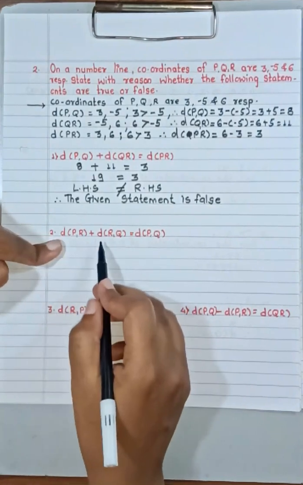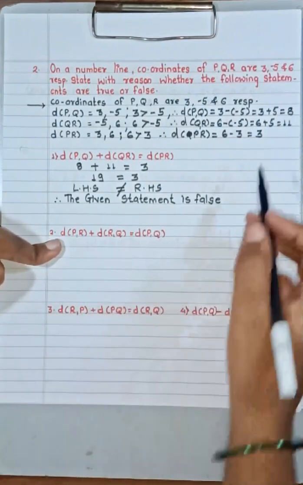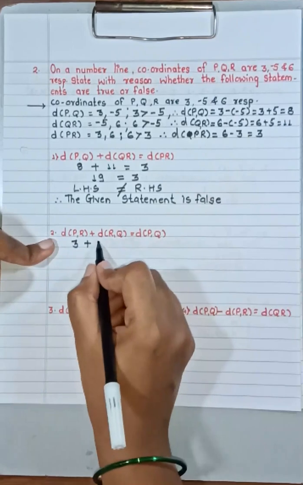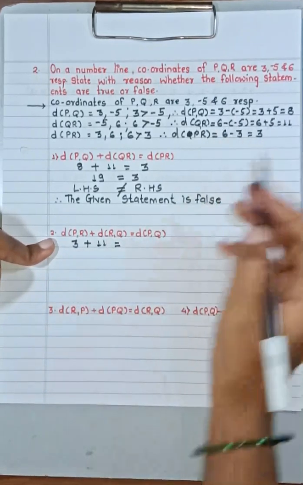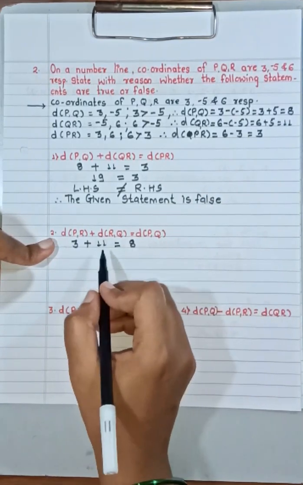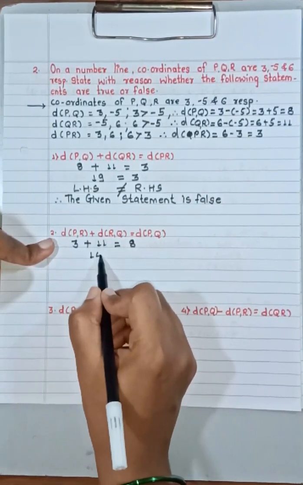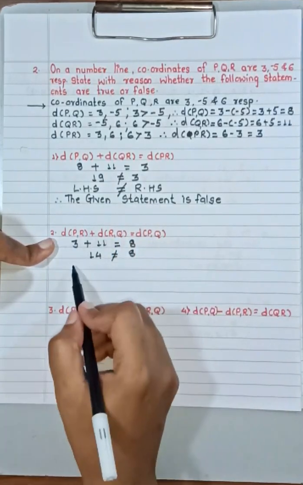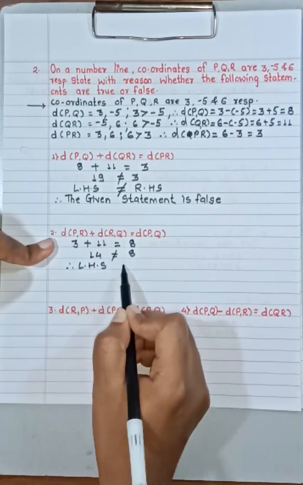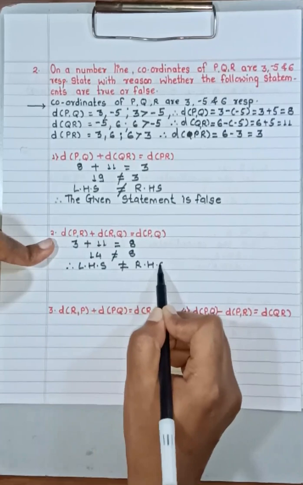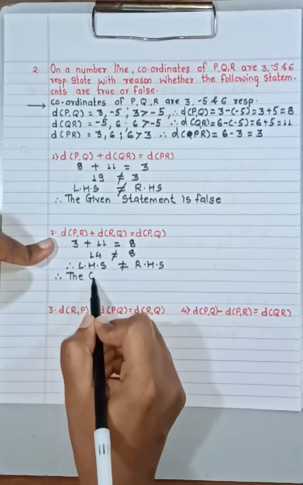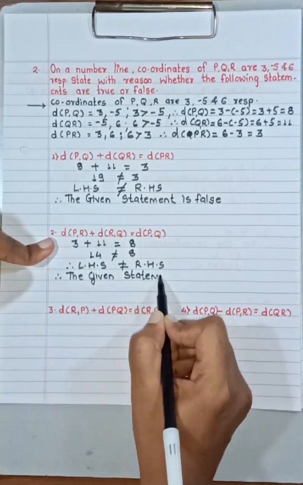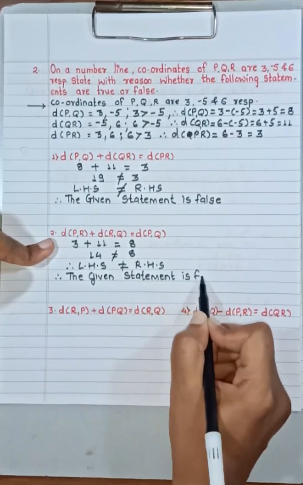Now distance PR plus distance RQ is equal to distance PQ. Now how much is PR? PR is 3 plus distance RQ is 11 is equal to distance PQ is 8. Now 3 plus 11 is 14 is equal to 8. Therefore these are not equal. Therefore you can say that left hand side is not equal to right hand side. Therefore the given statement is false.